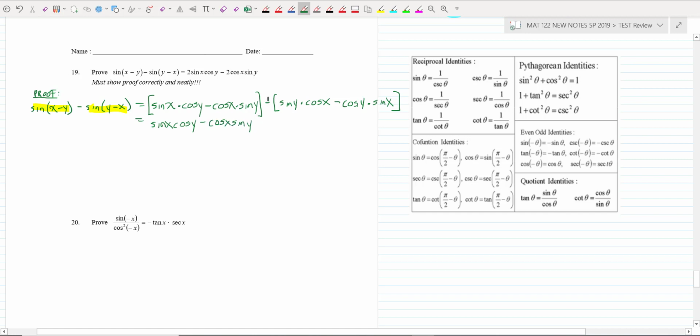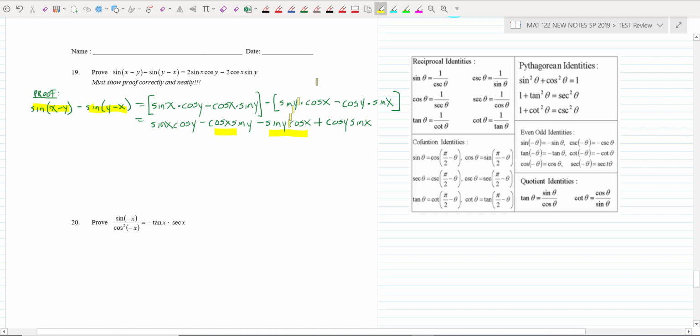Be careful how you distribute. So that's minus sine y cosine x. And then minus a negative is adding a positive, so that would be plus cosine y sine x like that. Now what we want to see is whether anything is the same. So let's see, this is cosine x sine y. Those two things right there seem to be the same term.